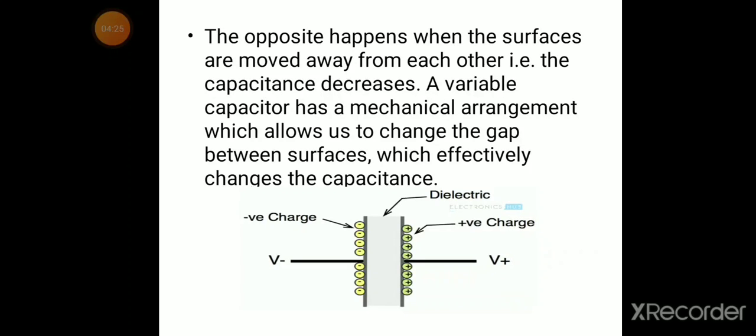The opposite happens when the surfaces are moved away from each other, that is, the capacitance decreases. A variable capacitor has a mechanical arrangement which allows us to change the gap between the surfaces, which effectively changes the capacitance. Negative charge plate, positive charge plate, negative charges, positive charges, and dielectric material.